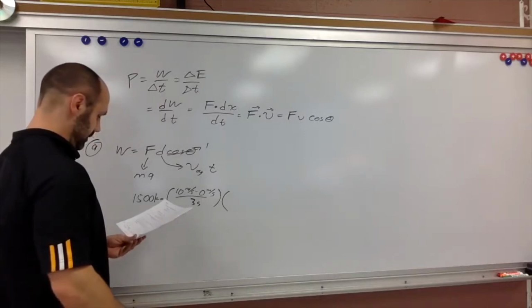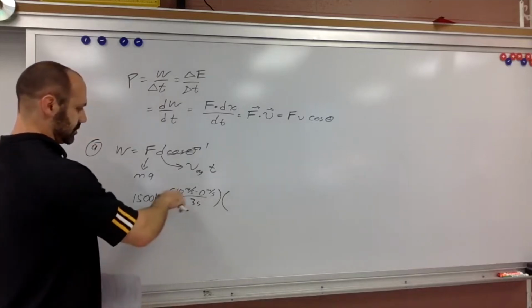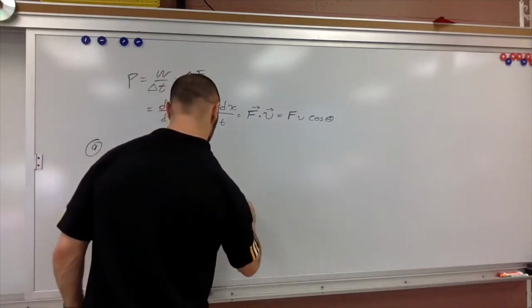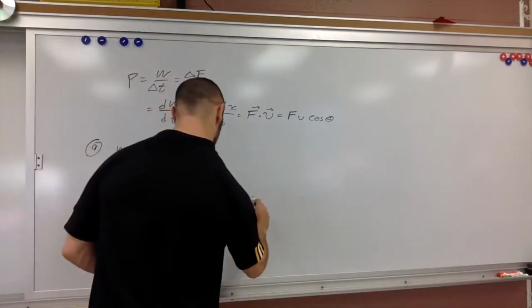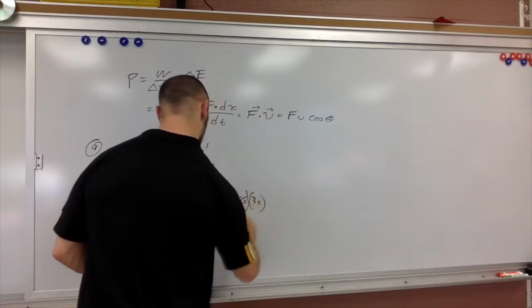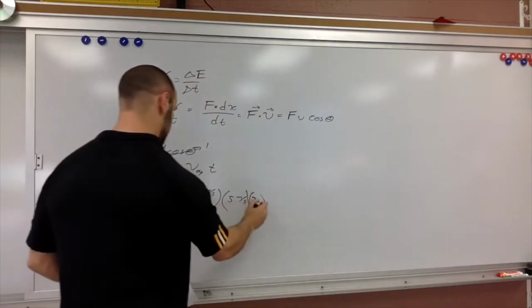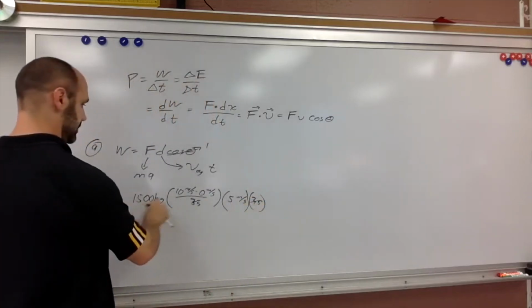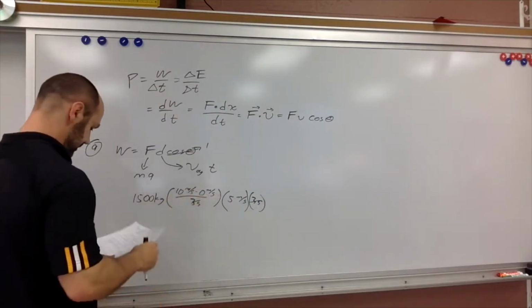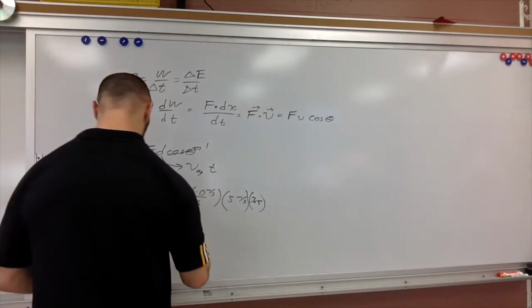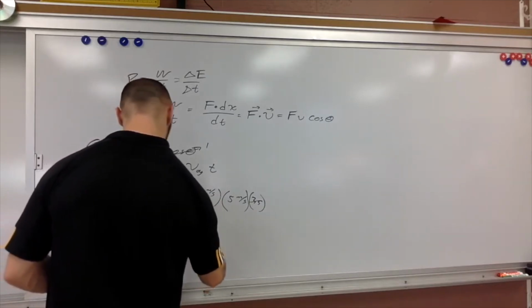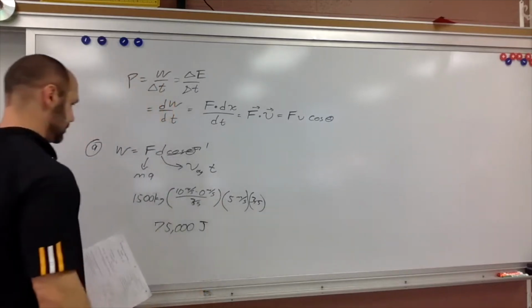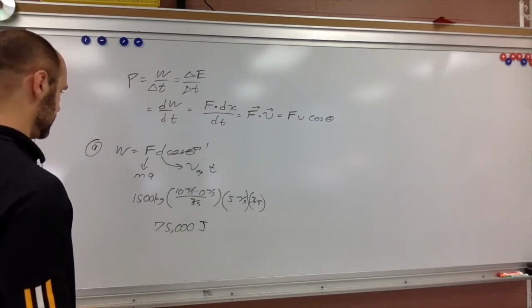And now I want V average times T. So average velocity is 5 meters per second. And the time, again, is 3 seconds. So these things cancel out. So I get 1,500 times 10 times 5. I think that comes out to 75,000 joules.